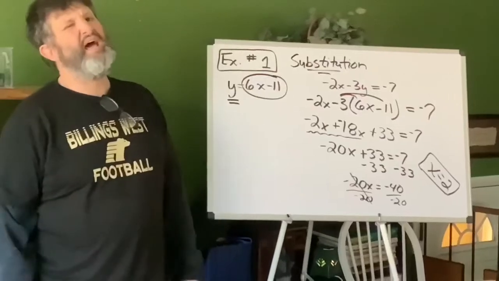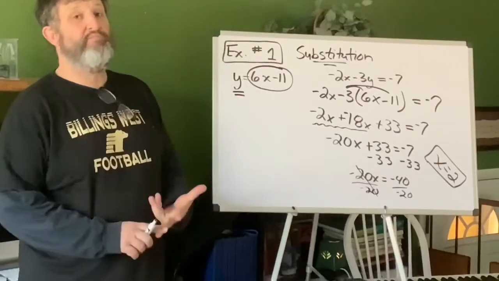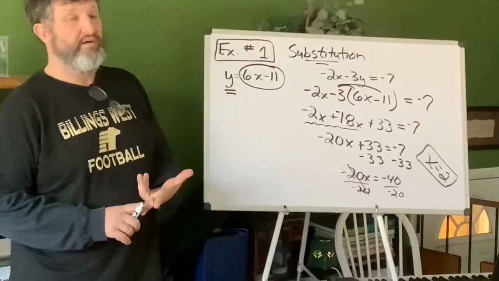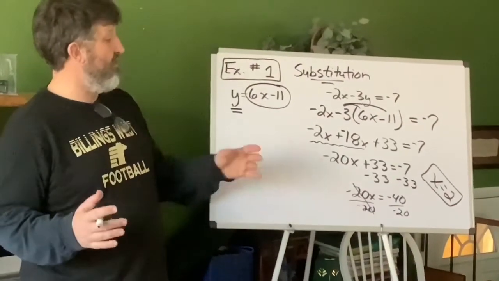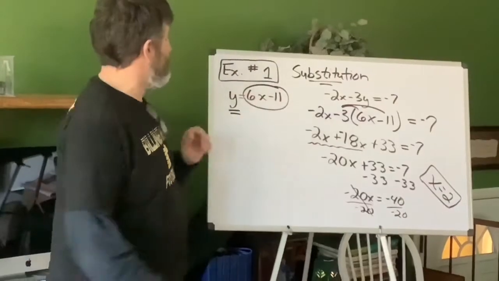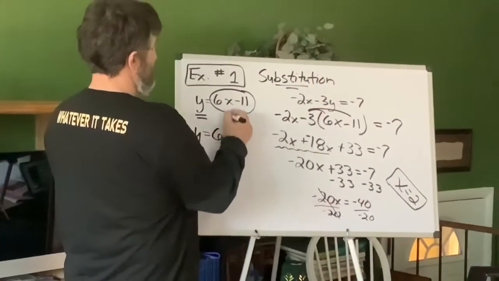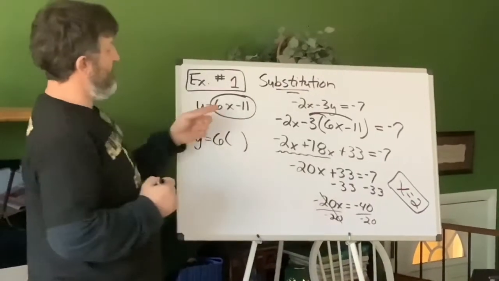Mr. Palin, do we have to do that? Yes, you have to have both. You have to have the x and you have to have the y. All right? Otherwise, you don't have the complete answer. So we know what x is. Now we have to solve for y. Well, what are we going to do? We're going to come over here. Y equals 6. Pull x out of the game.